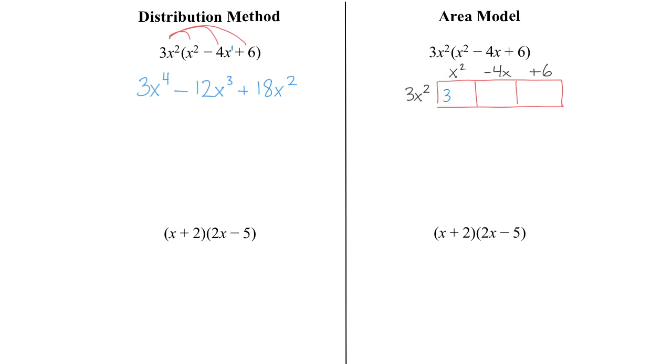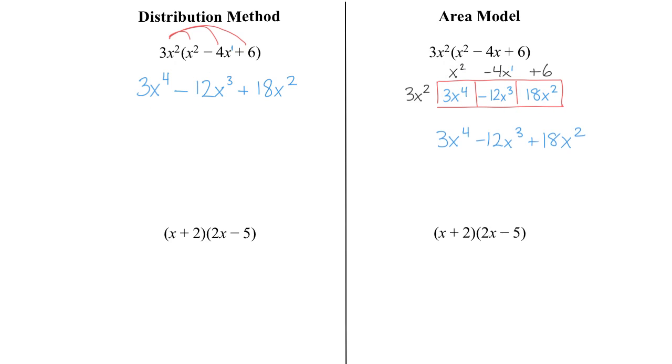3x squared times x squared is 3x to the fourth. 3x squared times negative 4x is negative 12x to the third. Don't forget about that invisible exponent of 1. And 3x squared times 6 is 18x squared. And then to finish it off, we just take those out of the box, combine like terms if there are any. Sometimes there are. And notice that the answer is exactly the same as what we got over here. So this is just a visual way of doing the same thing.